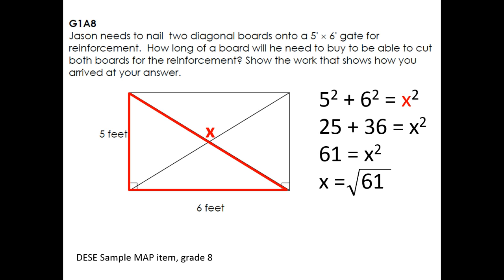But he needs to cut boards for both diagonals, and those diagonals are the same length, which means two of the diagonals, two of those x's, would be 2 times the square root of 61 feet. So the board that he has to buy would have to be at least 2 times the square root of 61 feet long.